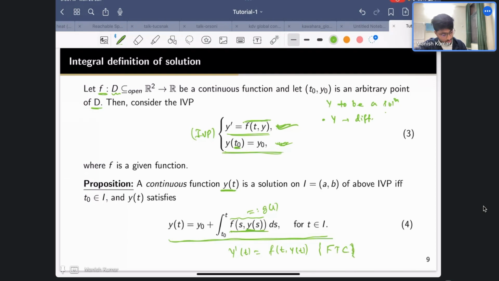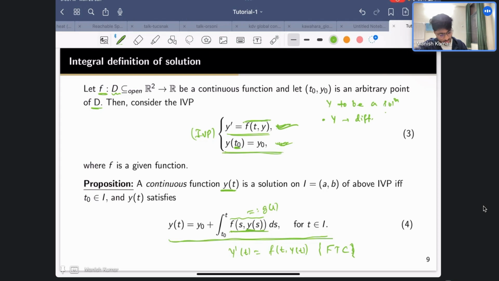From here you can understand that differentiability comes just from assuming that y is continuous, f is continuous, and from this integral equation. So this is the proof, actually. This is the one-sided proof. This is true the other way around also: if y is a solution, then it will satisfy this, and if y is a continuous function satisfying this, then y is a solution.